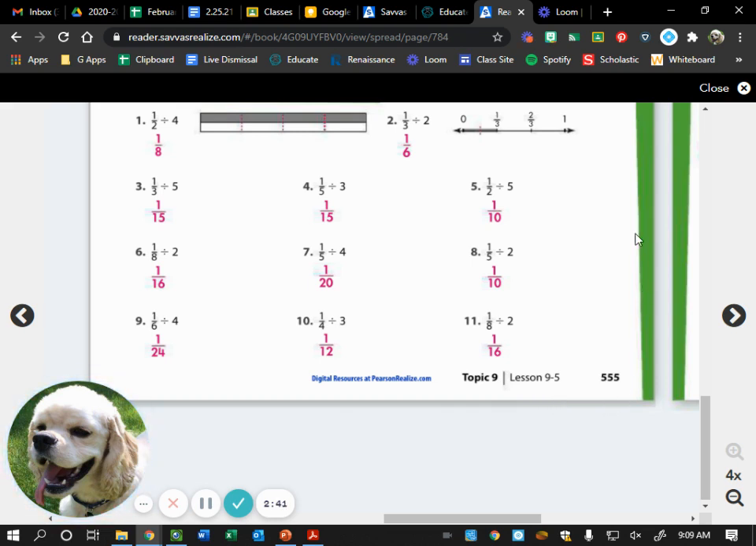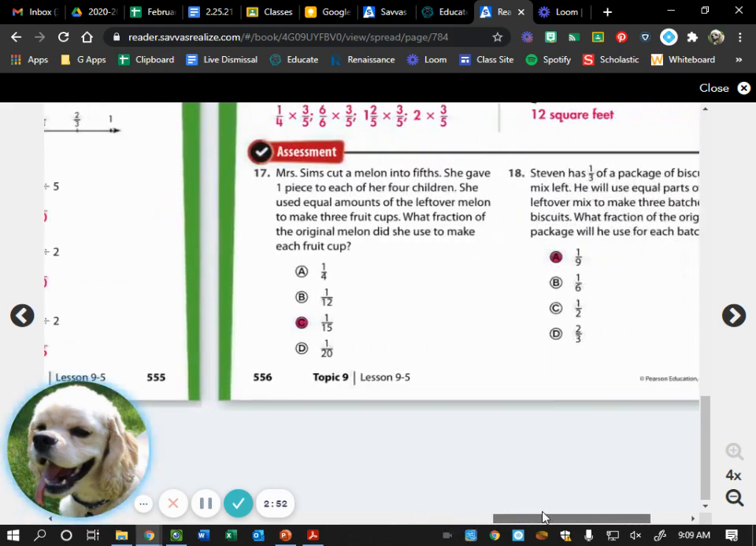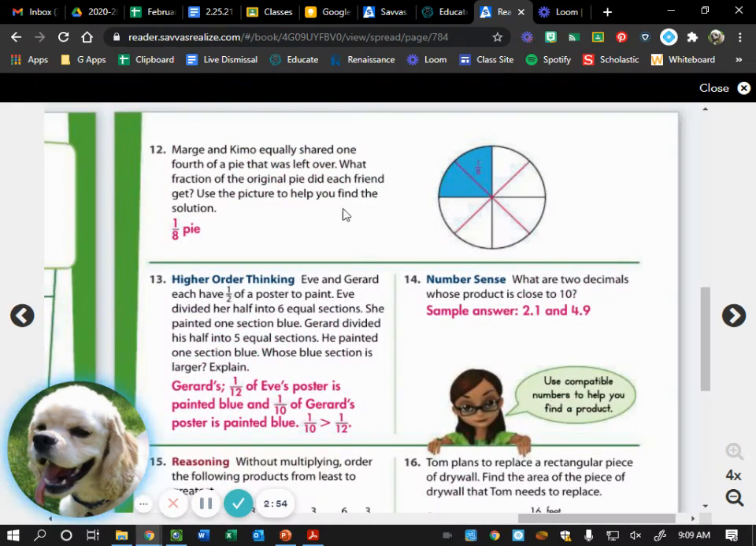Give me a thumbs up if you got all the problems on the first page correct. That is fantastic, 5th grade. Way to go. Give yourself a pat on the back. You deserve it. All right, so then on page 556, we had number 12.